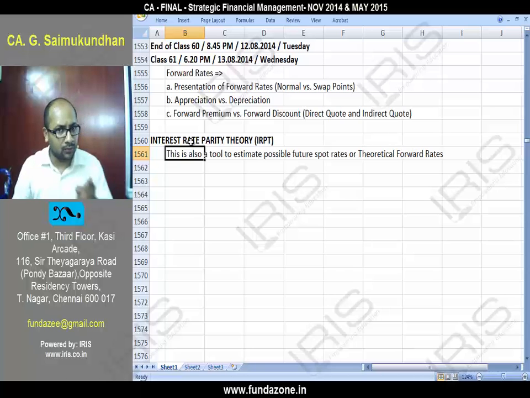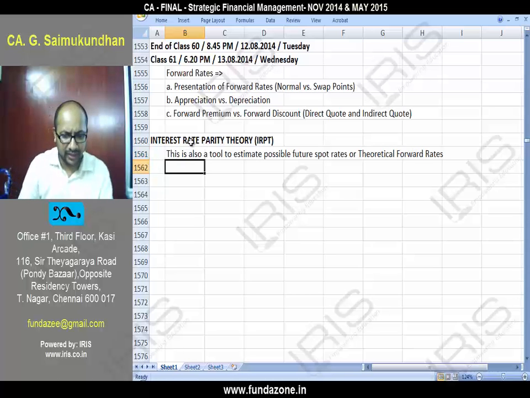So we are touching upon very relevant and highly conceptual ideas. Simple ones, conceptual. I don't think we are going to learn some massive ideas, but they are very critical, and that is the beauty of these ideas. Let's look at this idea. What exactly is IRPT, or interest rate parity?